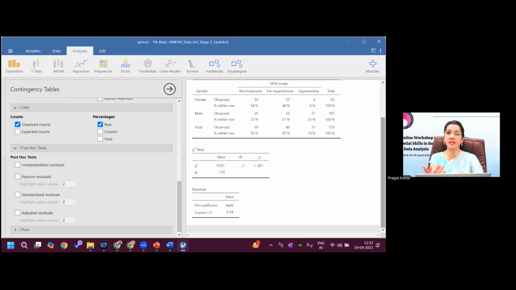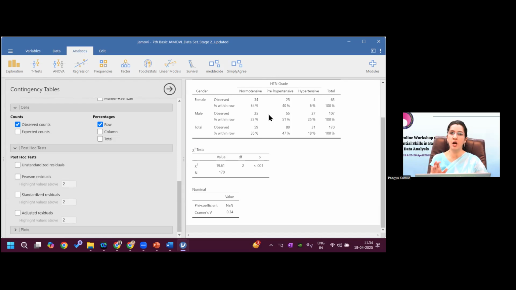I'm assuming others also to be no, but what this post hoc is something like, now that there is a significant relationship. This post hoc we'll talk about more in ANOVA. So now, if you see, there are 8 cells. How many?